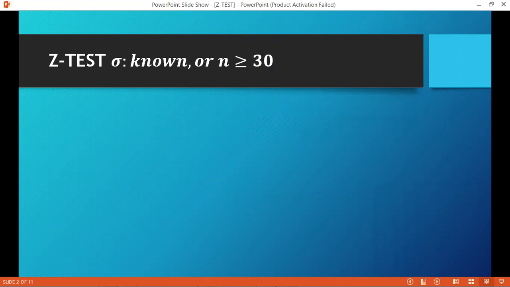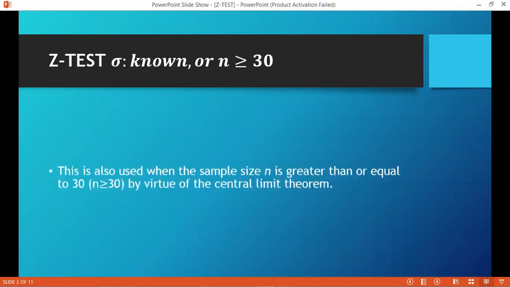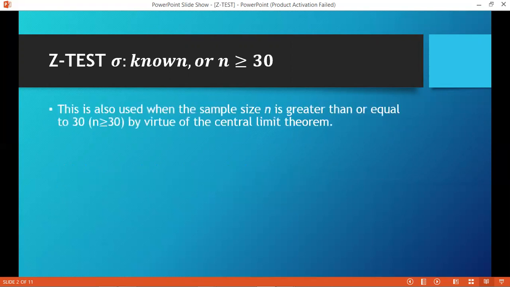I do hope that you still remember that when doing z-test, you must consider the sample size. The sample size should be a minimum of 30. Otherwise, you will not do z-test if it is lesser than 30. This is also used when the sample size n is greater than or equal to 30 by virtue of the central limit theorem.